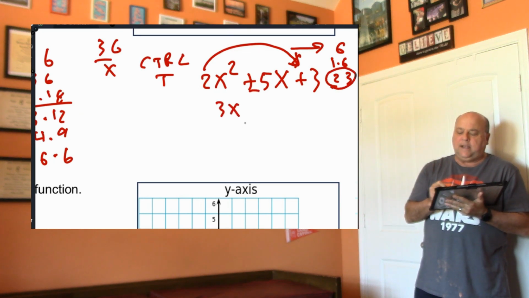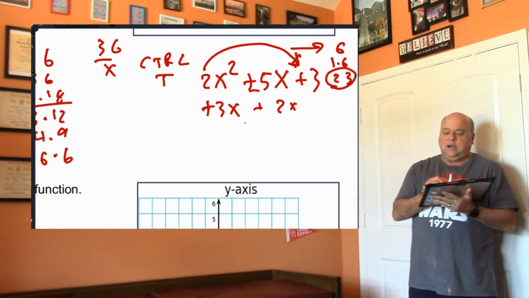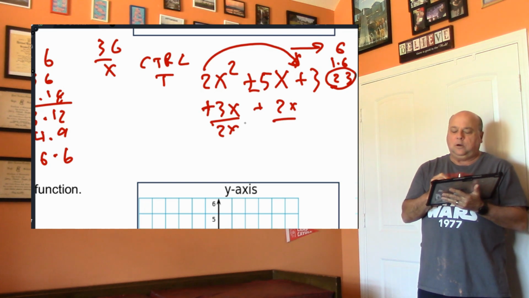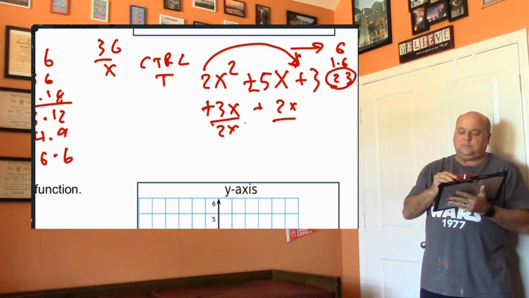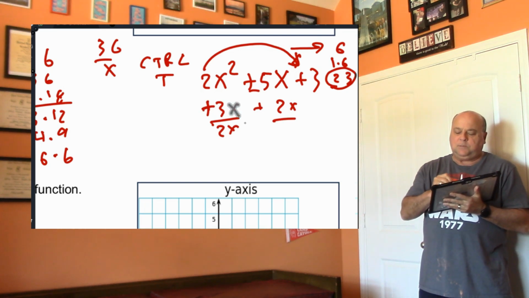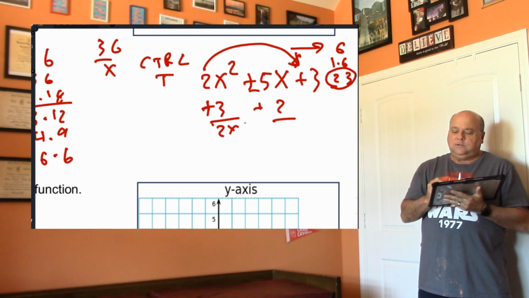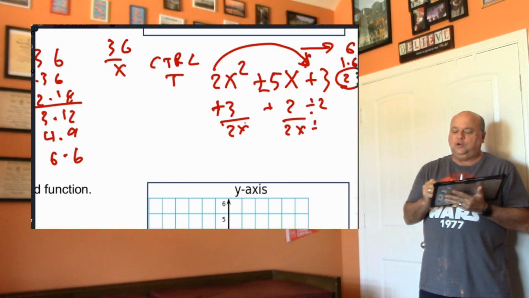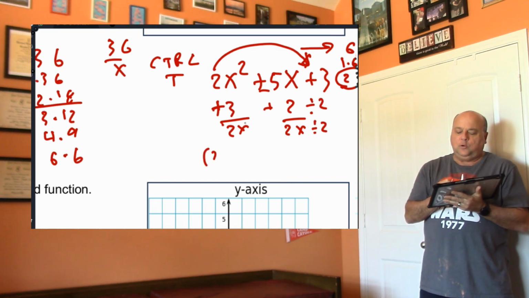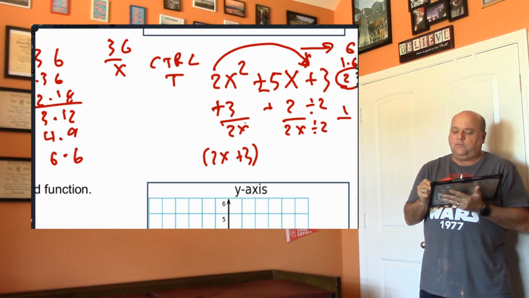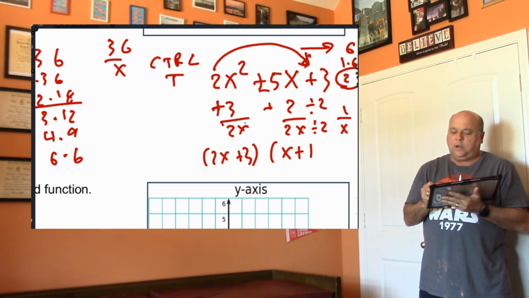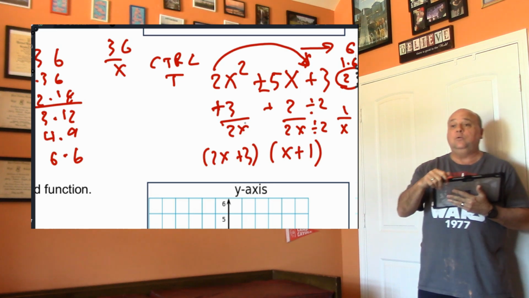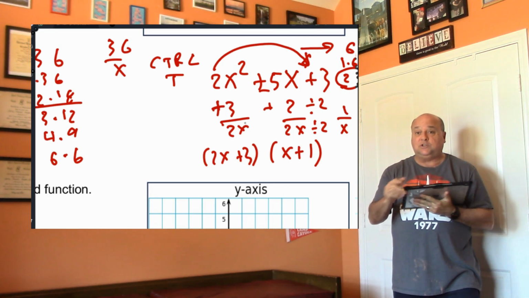So I'm going to put 3x and 2x, and they both have to be plus, and then put 2x on the bottom. Or put 3 and 2 up here, I'm sorry. Got to get used to this pen. So this one will just be 2x also. You can divide these by 2, and this will be 2x plus 3, and then this will be 1 over x. This will be x plus 1. If you multiply that, you get the 2x squared plus 5x plus 3.